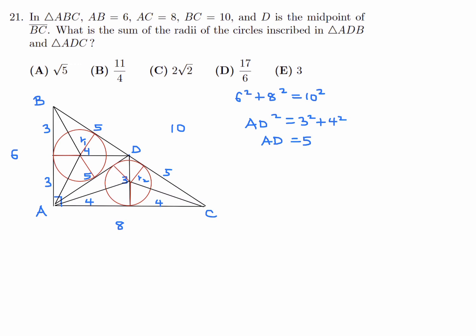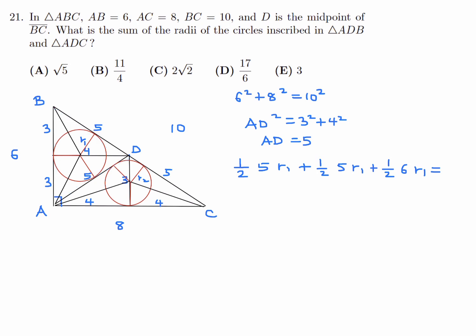Now, let's concentrate first on R1. 1/2 base times height. If I look at this triangle, the base is 5 and the height is R1. Plus this triangle, 1/2 base times height: the base is 5, the height is R1. And then added to this one, the base this time is 6 and the height is again R1. Now these three triangles make up that triangle, which is ABD.